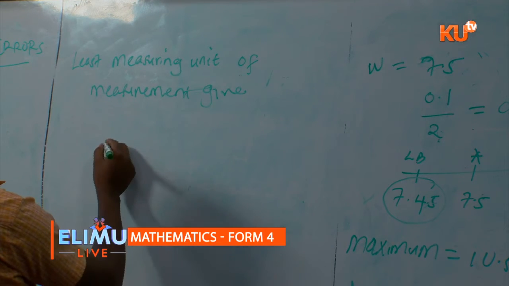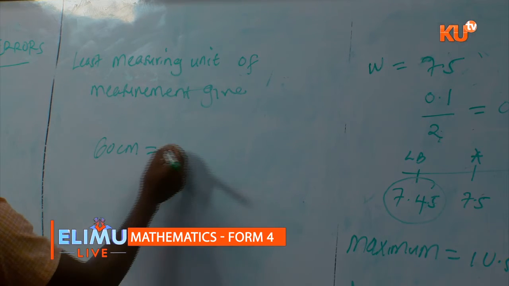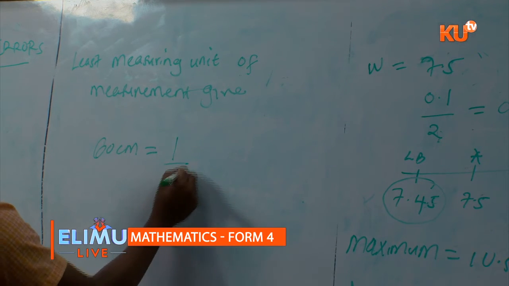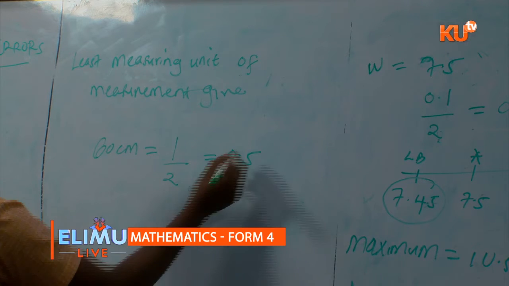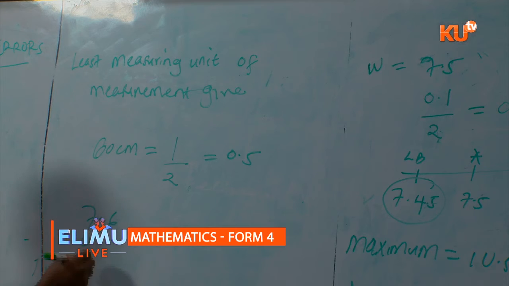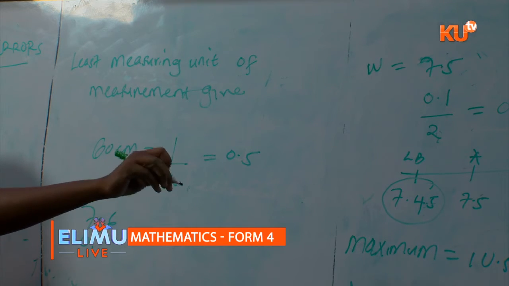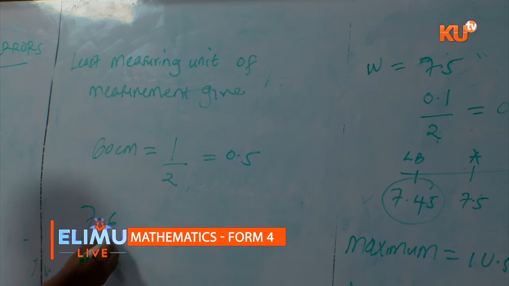So we have 60 centimeters. The wrist, we don't have a point, so it will be 1. 1 divided by 2, 0.5. The other one has 7.6. We say this one to be 0, the far edge number, it will be 1. So 0.1.